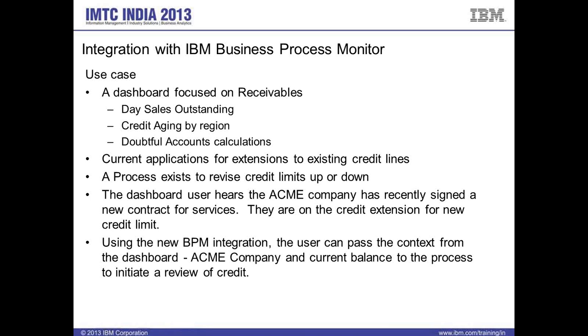In this particular example, we have current applications for extension to existing credit lines, as well as a process defined in the organization which revises the credit limit up or down for a particular organization, which is managed by a different application altogether. Now, a particular dashboard user gets to know that a particular XYZ company has recently signed a new contract for service, so they are on the credit extension for a new credit limit. So they need to revise the information which is available for a particular user.